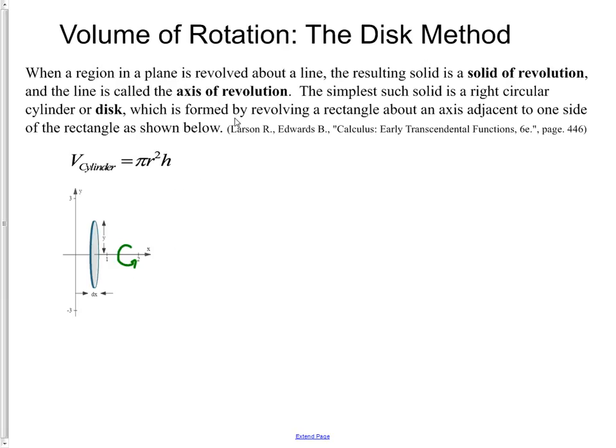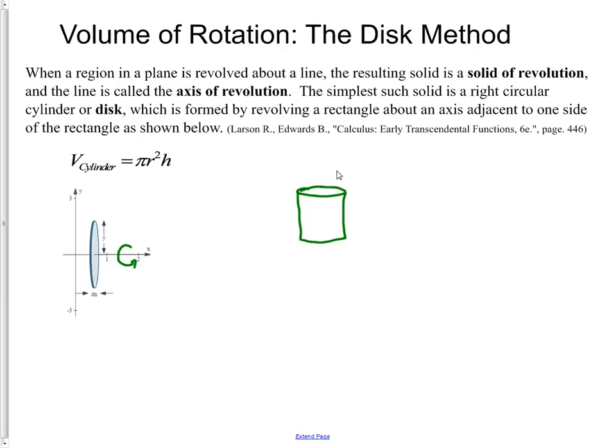The simplest such solid is called a cylinder or disk, which is formed by revolving a rectangle about the axis adjacent to one side of the rectangle as shown below. Well, this is sort of a rectangle right here, but before we get to that, let's remind ourselves a little bit about how cylinders work. If you recall, a cylinder is the kind of shape where we have a circular base, and at right angles to that base we have the sides.